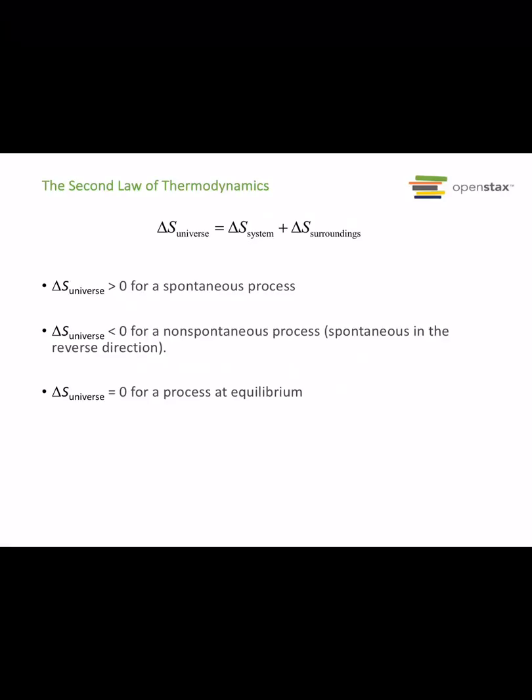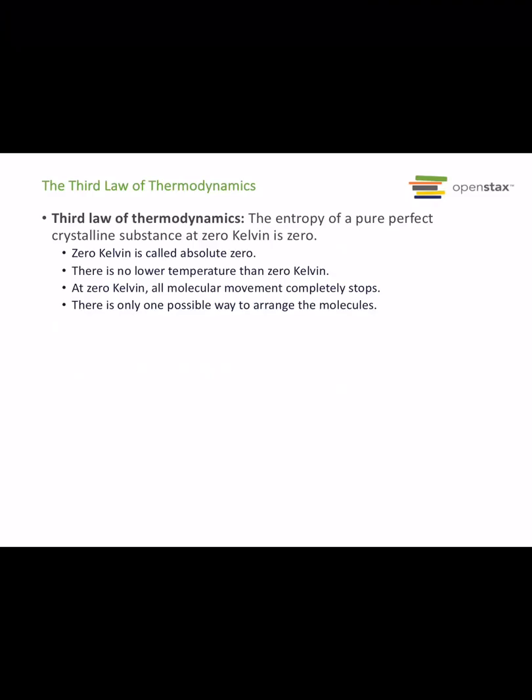So again, delta S of the universe has to be greater than 0 for a spontaneous process. If delta S of the universe is less than 0, it's going to be a non-spontaneous process. And if delta S is equal to 0, you have a process that's at equilibrium. So that's all we need to know for the second law of thermodynamics.